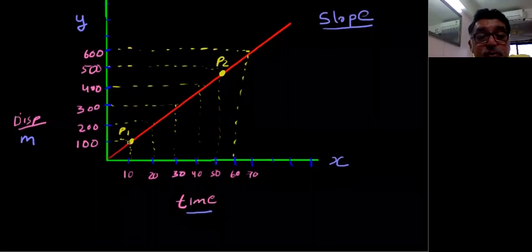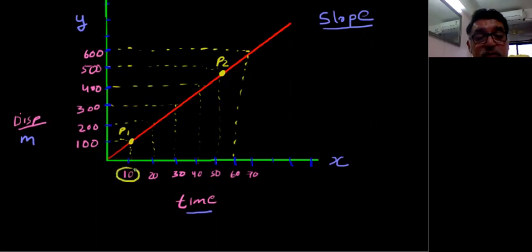Now, if you produce P1 downwards on the x-axis, that gives us the value. This is our x1. Since it is on the x-axis, we're going to call it x1. If you take point P2 and draw it down all the way to our x-axis, this gives us the value of x2. Similarly, if you take P1 and draw it towards our y-axis, this will be the value of y1. Similarly, from P2, if you extend the line all the way to your y-axis, this will be the value of y2.